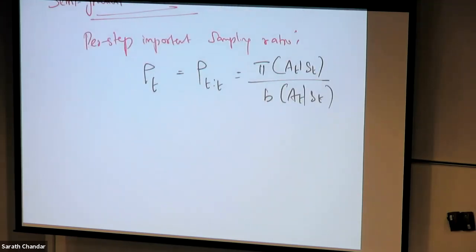I can directly write the equations now. We have seen these things many times. So for example, let's talk about semi-gradient off-policy TD.